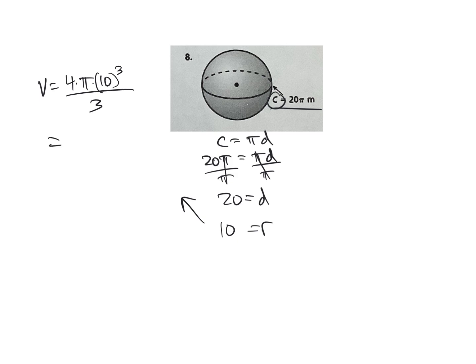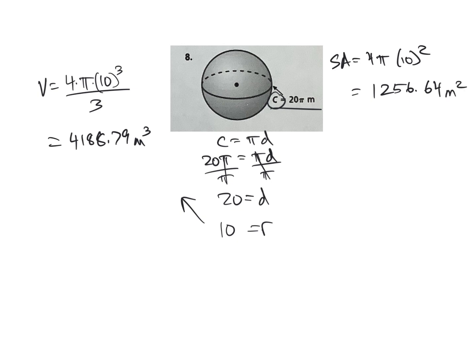So 10 cubed is 1,000 times pi times 4, and then we divide by 3. And that gives us 4,188.79 cubic meters. Now we do surface area, which is just 4 pi r squared, so 10 squared. So that's 100 times 4 times pi gives us 1,256.64 square meters.